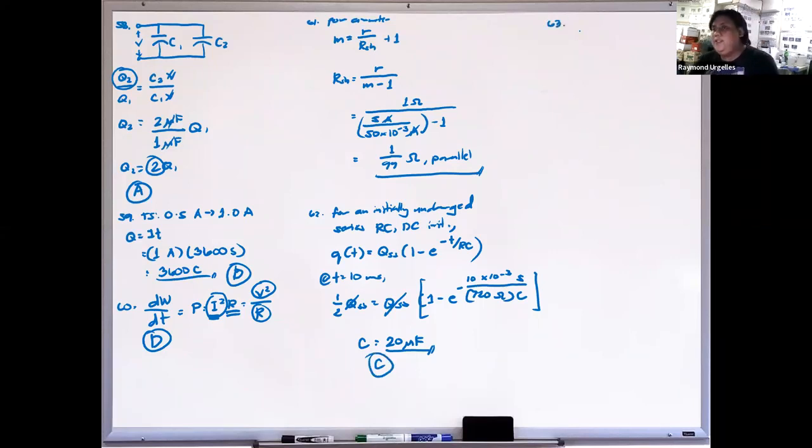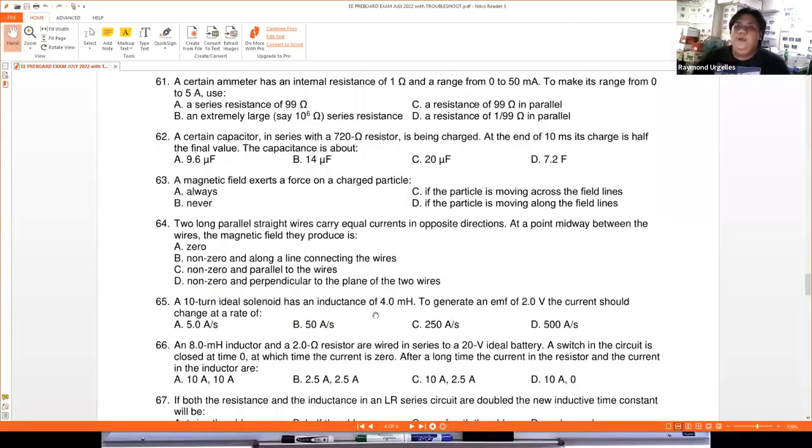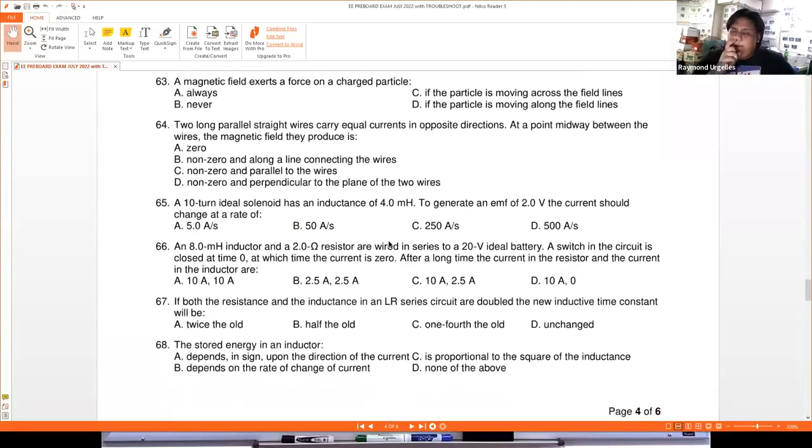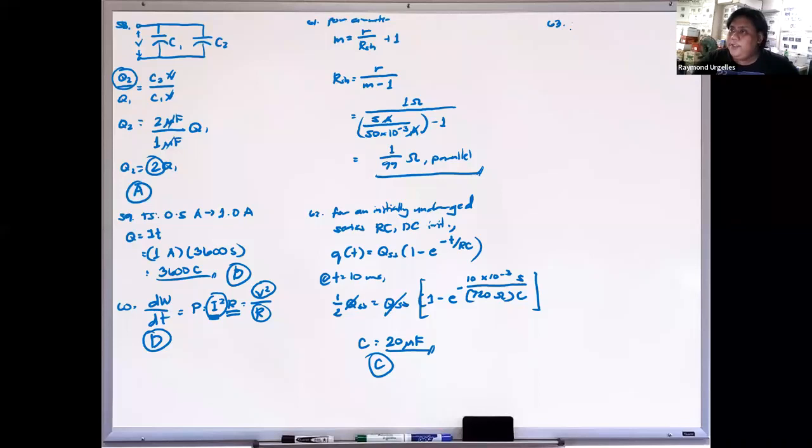So next, number 63. A magnetic field exerts a force on a charged particle. For number 63, if you are familiar with the Lorentz force, yung maganda sa Lorentz force kasi is magagamit ito for both electric field and magnetic field. Sa electric field, we have QE. Sa magnetic field naman, we have QV cross B.